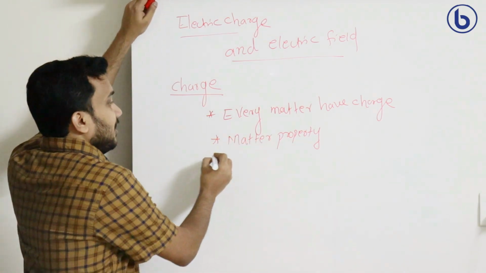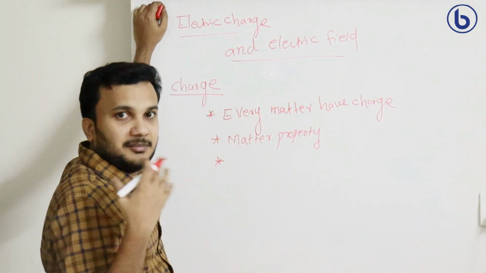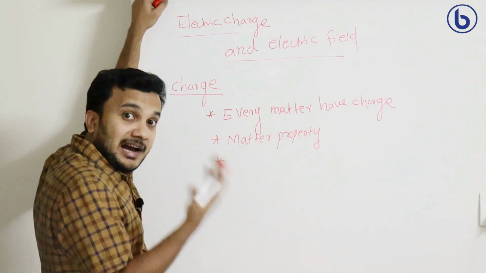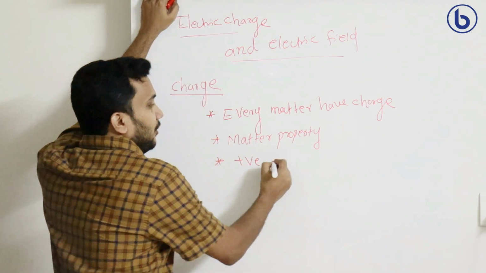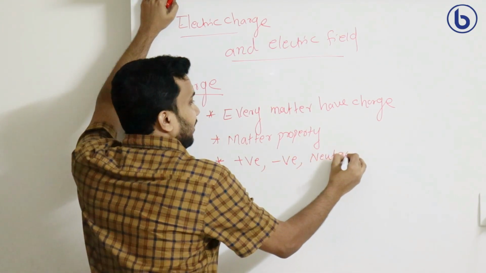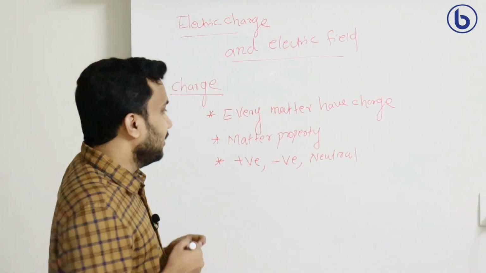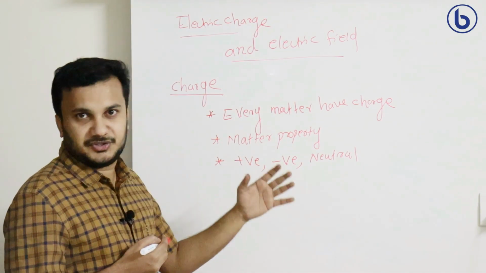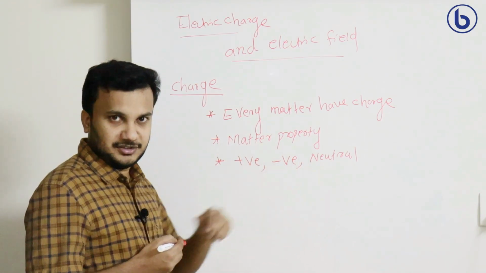What are all the charges there will be? A matter has mass, in terms of gram or kilogram, different units. Similarly, charge will have different values. A charge is either a positive value, or a negative value, or a neutral value. Neutral means zero charge, there is no charge. Now the question is, when will we say a matter has positive, negative or neutral charge?